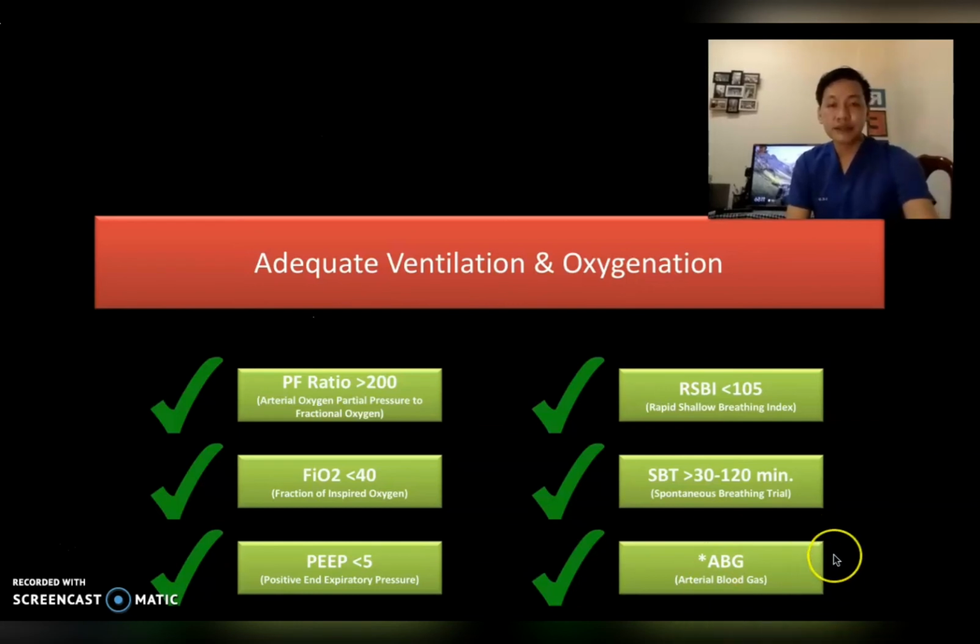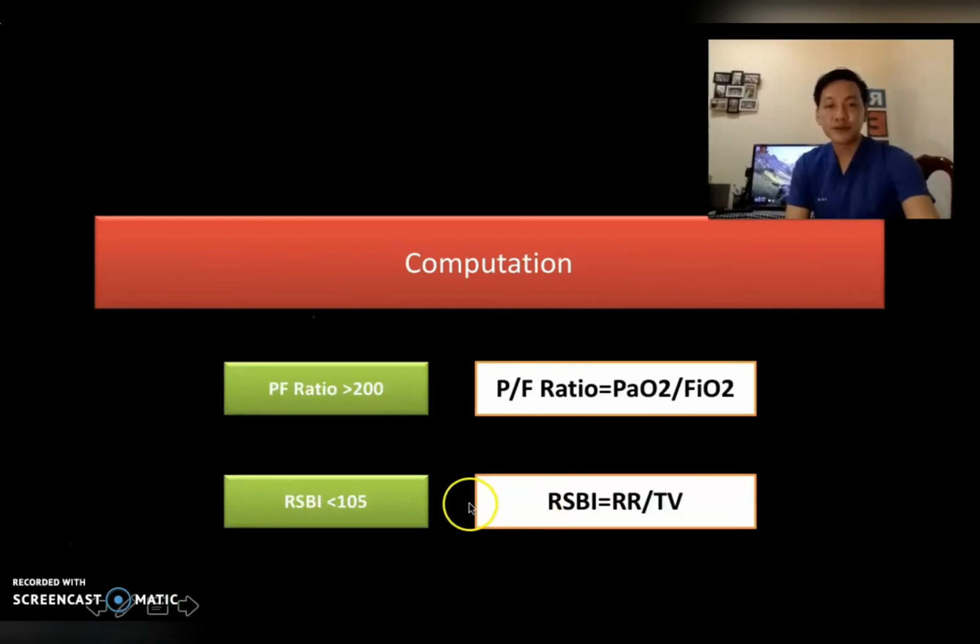And then I just added the ABG, which stands for arterial blood gas, because usually before every extubation, we have to take the ABG. This is important as well because we have to compute the PF ratio, and it will come from the ABG. To show you the computation, the PF ratio is computed by PaO2 divided by the FiO2, while the RSBI is computed by the respiratory rate divided by the tidal volume.